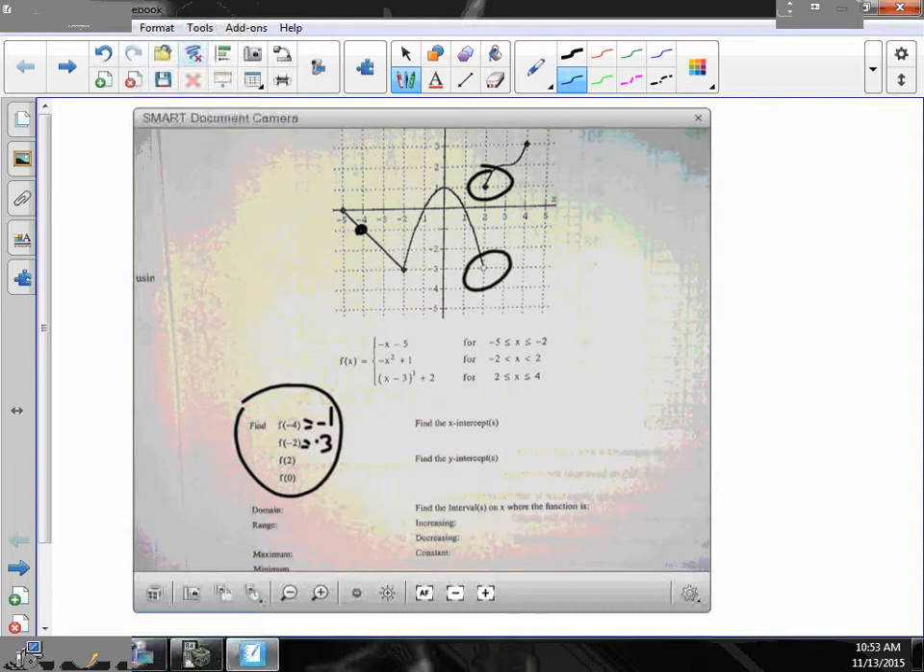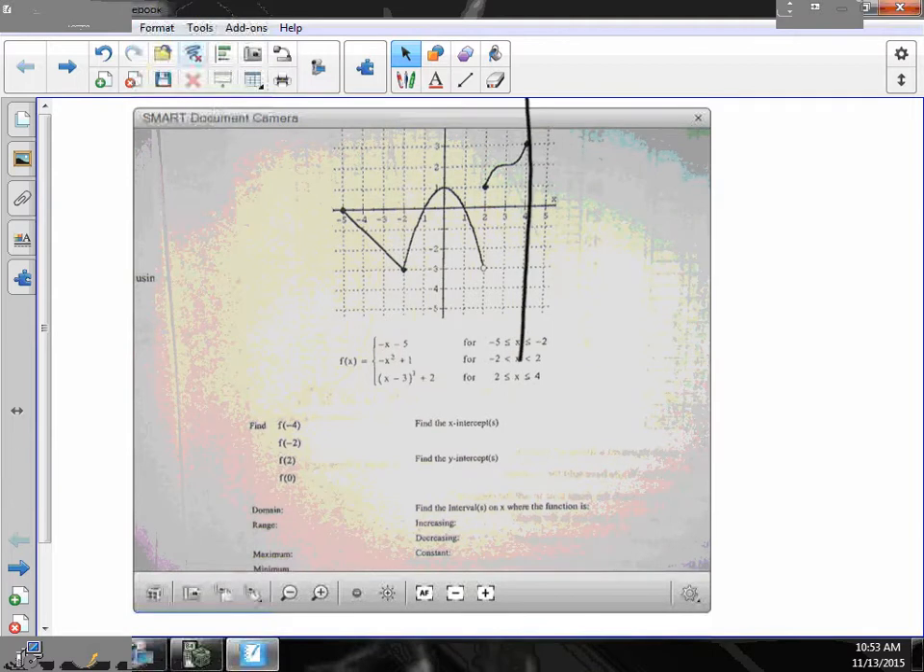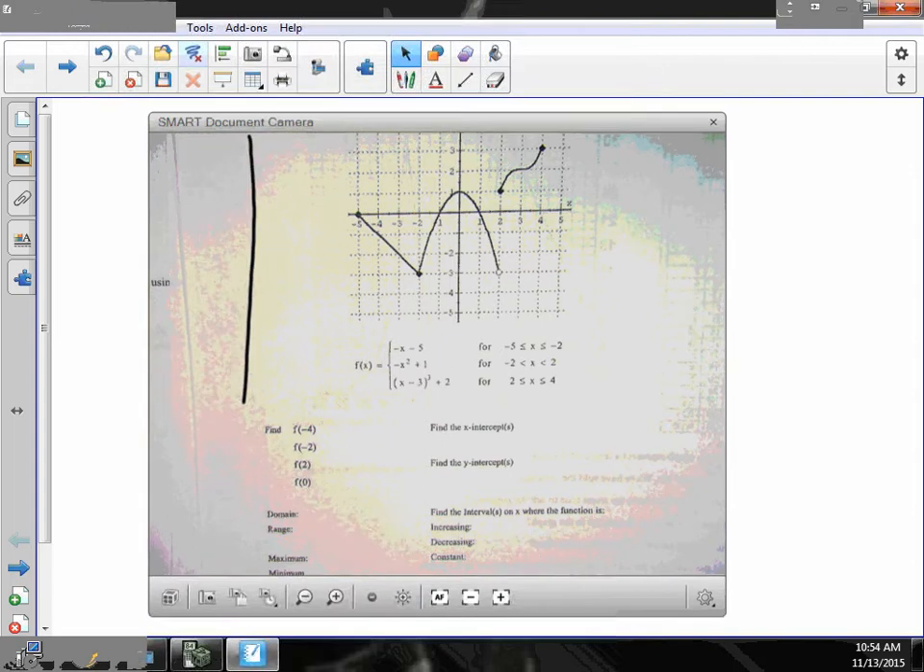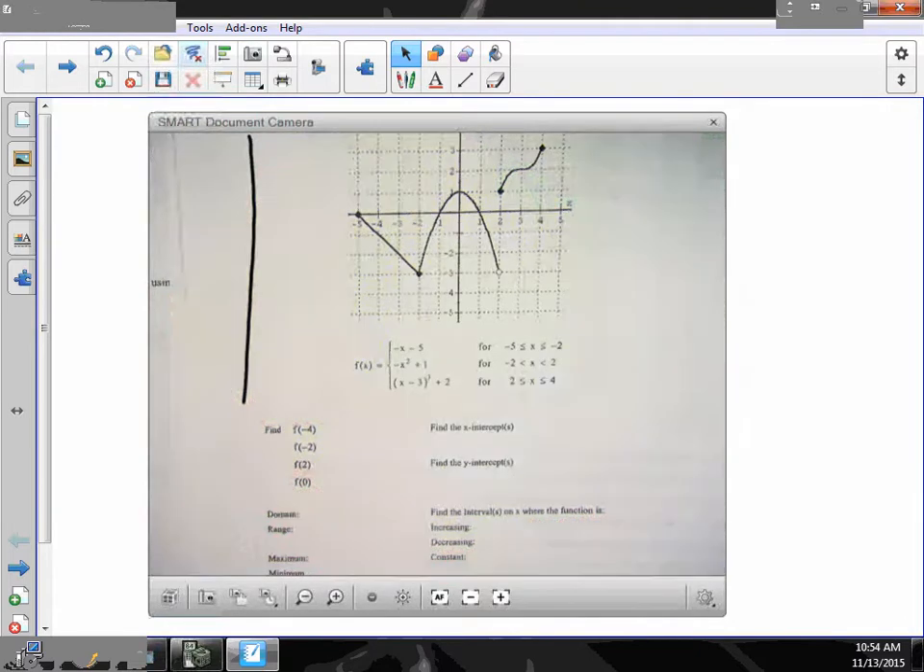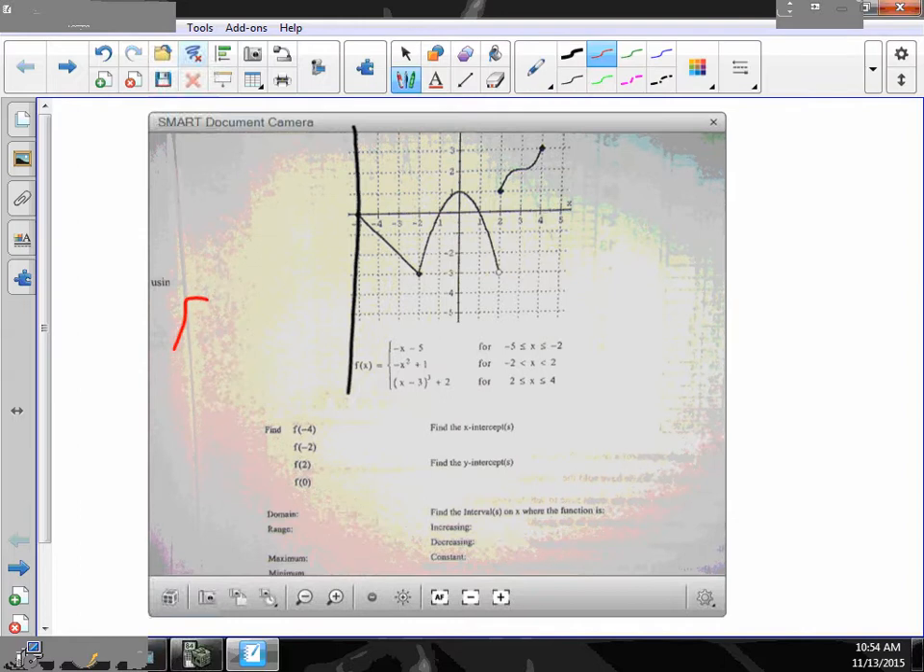What is the domain of this graph? So if I draw a line through the x-axis, are there any times where this line does not hit the graph? Does it hit over here? Does it hit right in here? Does it hit over here? Does it hit over here? So what is the smallest number that that line hits? -5. Does it actually hit -5, or does it miss -5 and hit everything bigger? So at -5, does it hit the graph? Yes, because that is a closed circle. So the domain is going to be bracket -5.